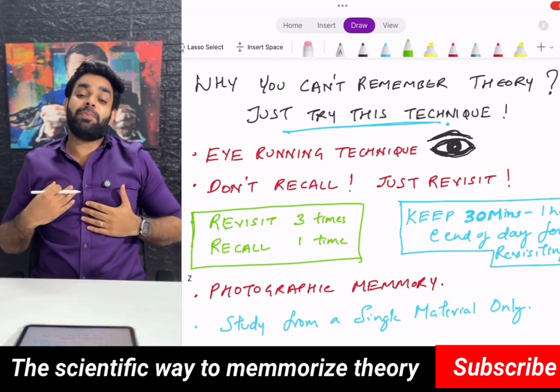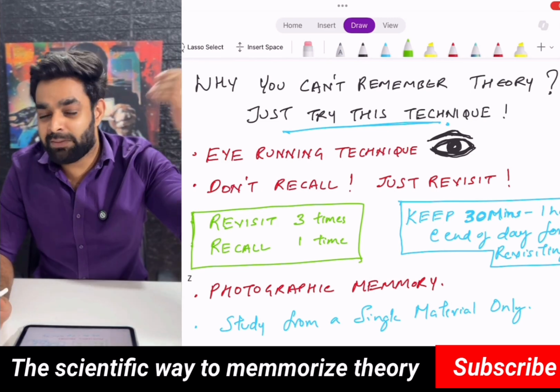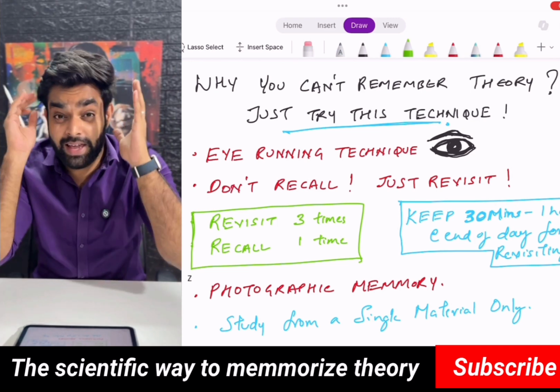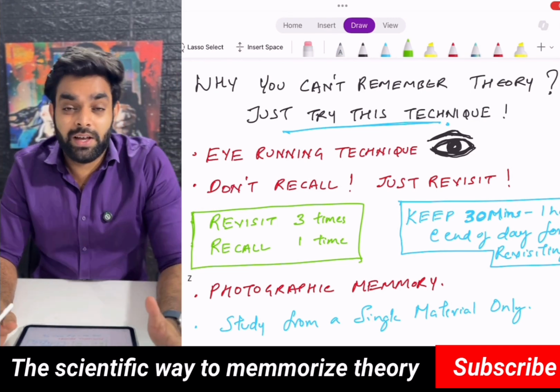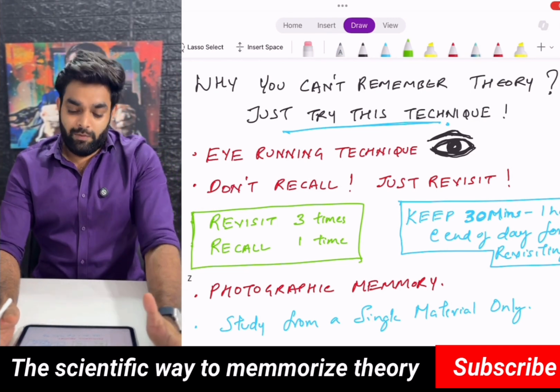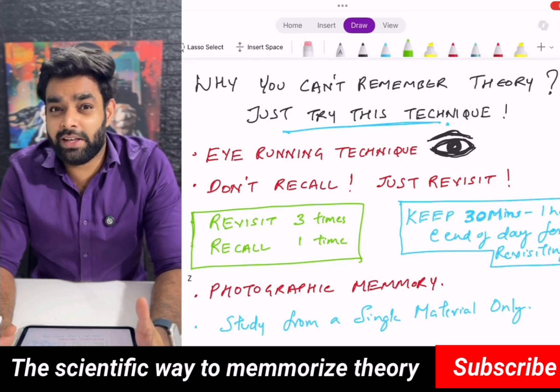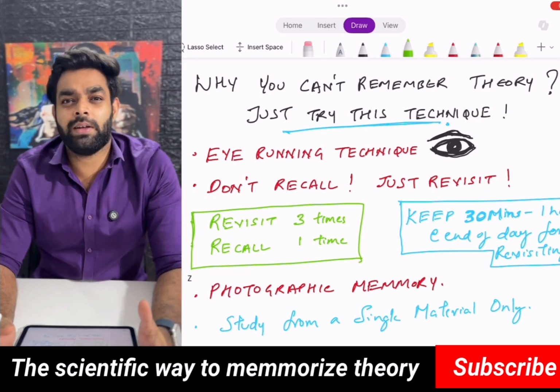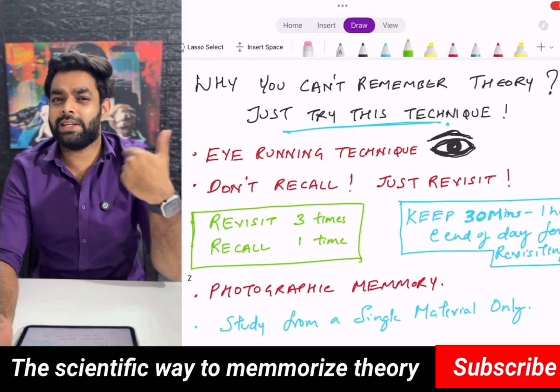Because I was a person who hated theory. In my CA inter level, I hated theory, especially the auditing subject. I was hating that. And I've tried many techniques that I found on YouTube, and nothing worked for me. Trying, recalling, revising, nothing worked for me.